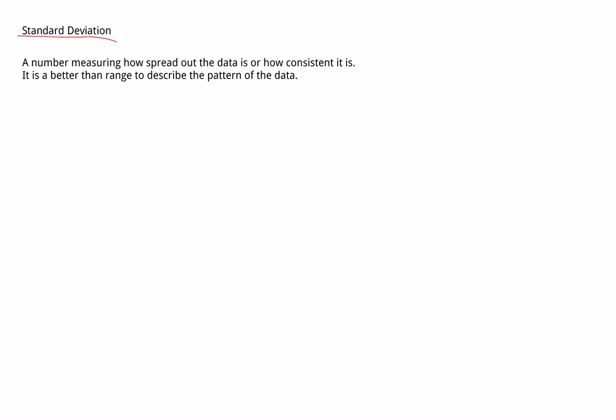Okay, today we're just doing a quick lesson on standard deviation. We've done mean, median, mode, and range, and today we're going to look at something new. The standard deviation is kind of like range. It tells you how spread out the data is, but it's a little bit more specific and it gives us a little bit better results than just range by itself.